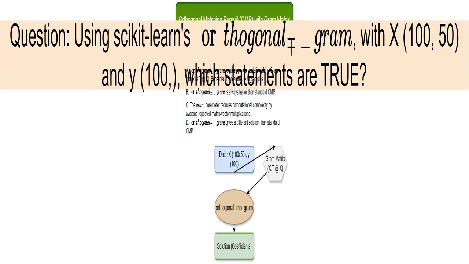Okay, the question focuses on _orthogonal_MP_gram_, a function in the scikit-learn library. This is a specific implementation of OMP that uses a pre-computed gram matrix to improve efficiency. We'll investigate the benefits and trade-offs of using the gram matrix in this context.